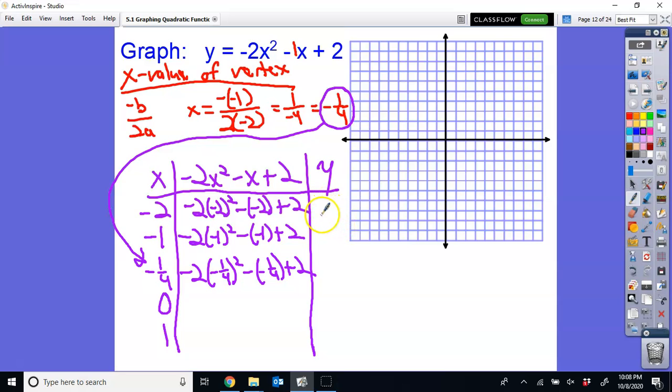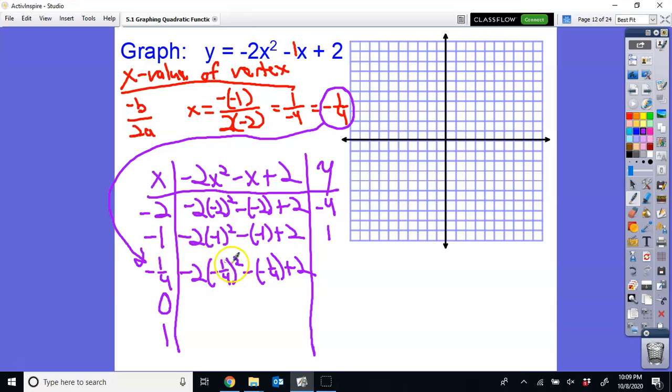Just real quick, I'm going to show you what these answers are here. I'm not going to, again, belabor the point of a table of values. You should know how to do it by now. -2 squared is 4, so 4 times -2 is -8. -8 plus 2 here is -6. -6 plus 2 is -4. -1 squared is positive 1 times -2. So that's -2 plus 1, which is -1. -1 plus 2 is 1.